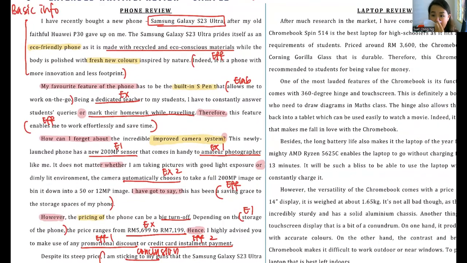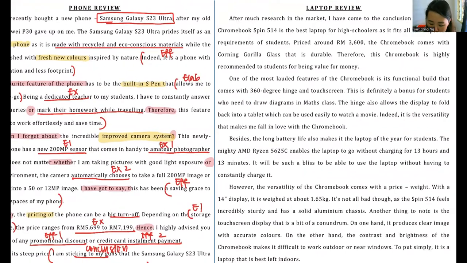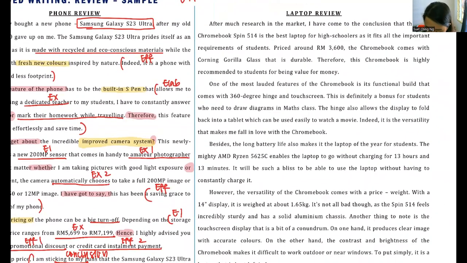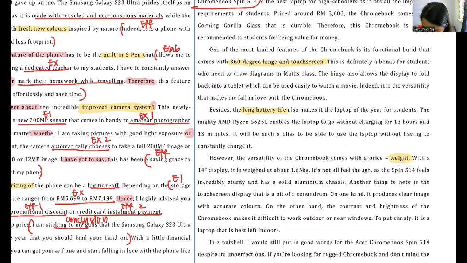Okay? So same thing. If I talk about a computer, you realize that the structural component will be the same. You have your introduction, and I'm introducing you to the Acer Chromebook Spin 514, my product. Basic info. I'm going to mark down some points for you. Number one, 360 hinge and touch screen. Number two, long battery life. However, it's very heavy. And then the touchscreen display makes it difficult to work outdoors.